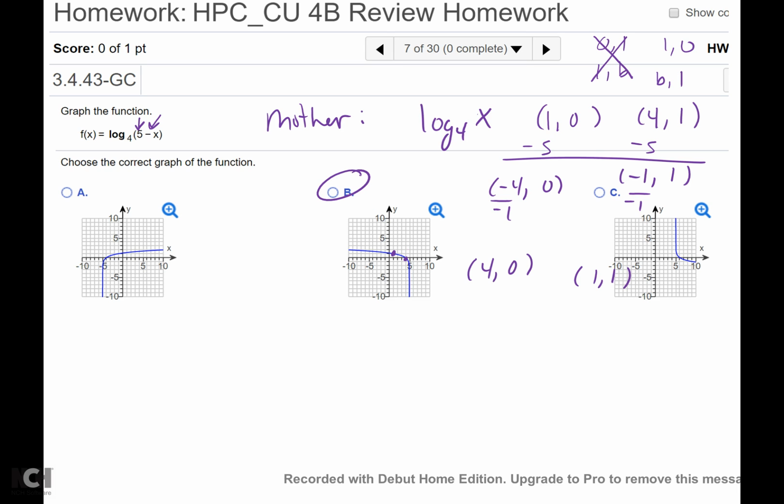Of course, you can check it on a graphing calculator, but if you do that, let me bring my calculator up and show you.